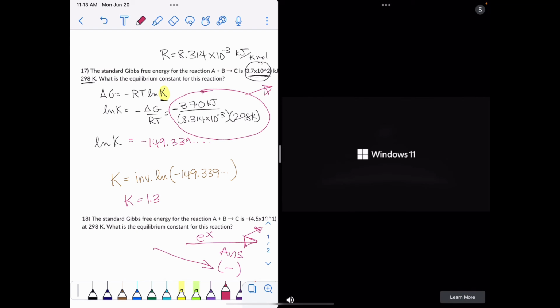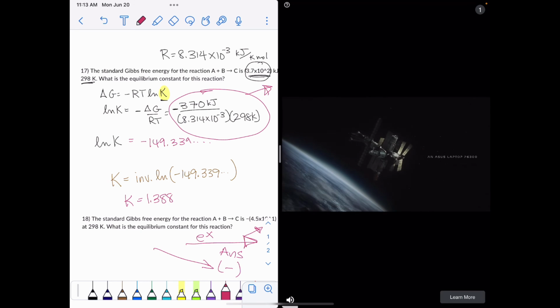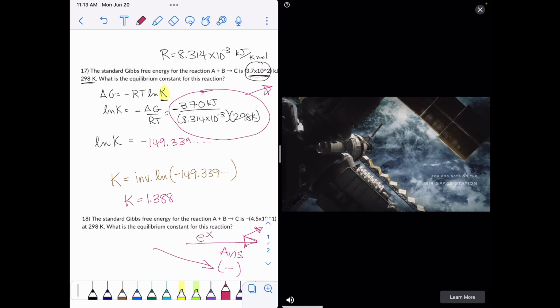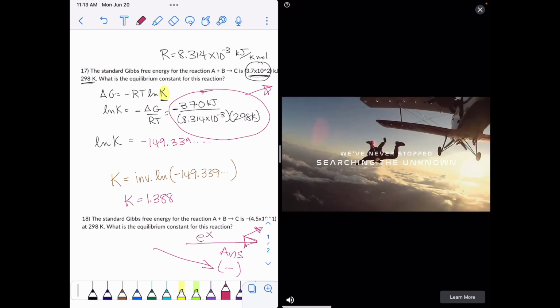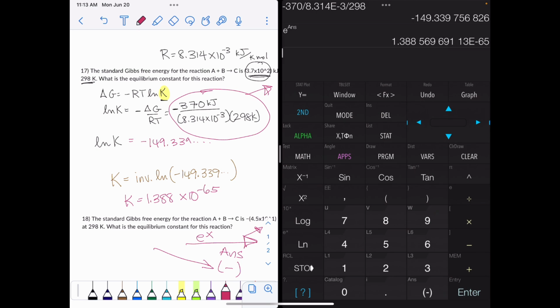And I have that K is equal to 1.388 times 10 to the minus 65. You see that e to the negative 65 at the far right side of the screen. Your instructions were to report it to 2 sig figs, so 1.4 times 10 to the minus 65.